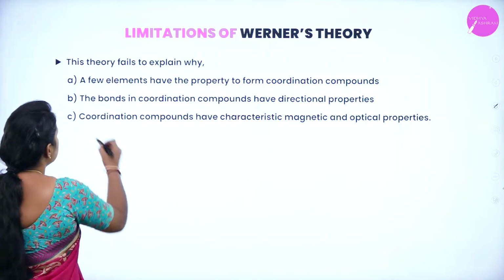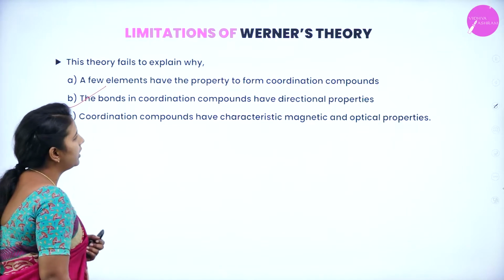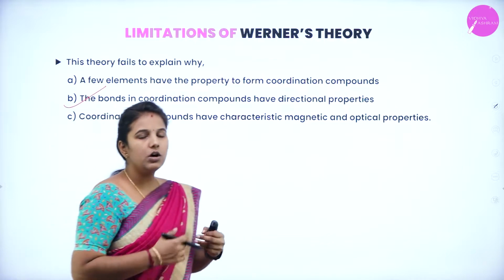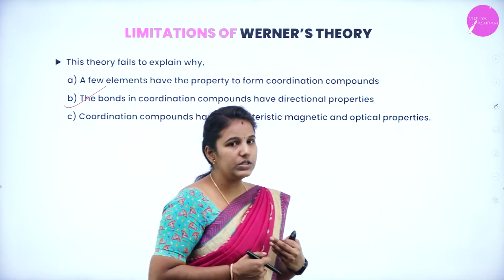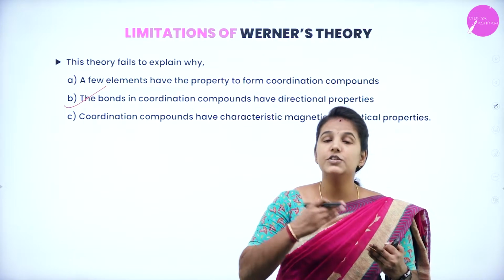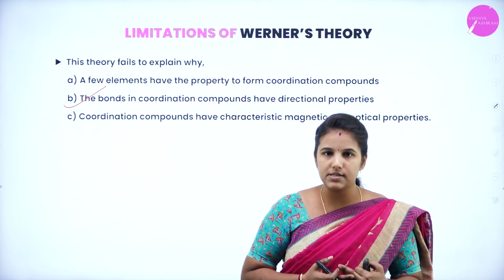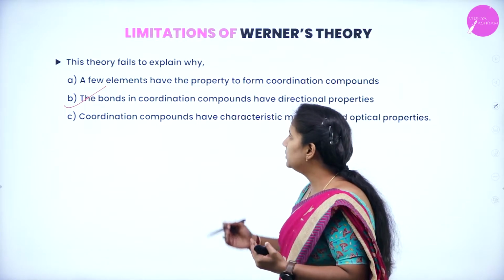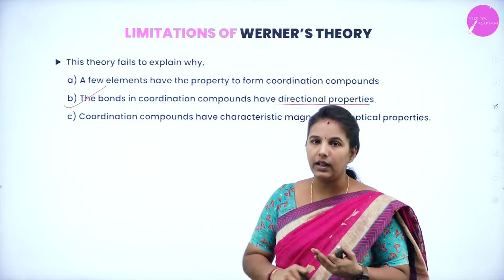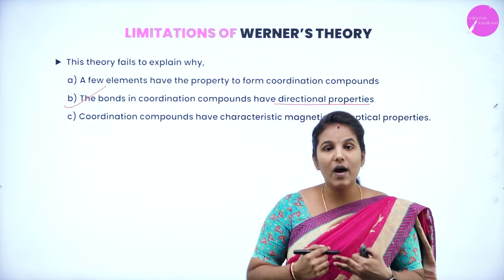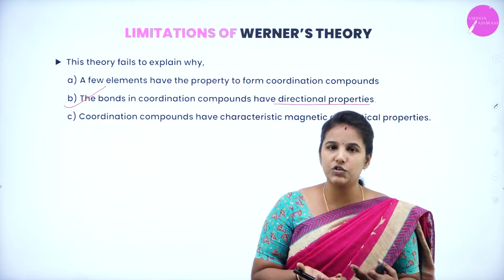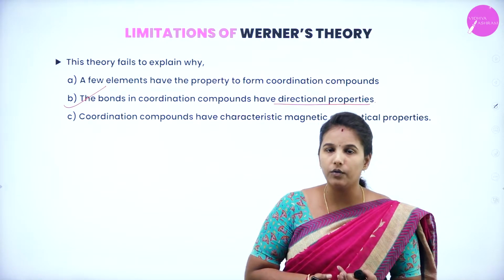And he says that the bonds in the coordination compounds have directional property. So what does it mean? We have understood that the secondary valency decides the geometry of the complexes. Is it right? Yes. So the bonds in the coordination compounds have a directional property. He does not explain why the primary valence does not help us to predict the structure of the given compound.